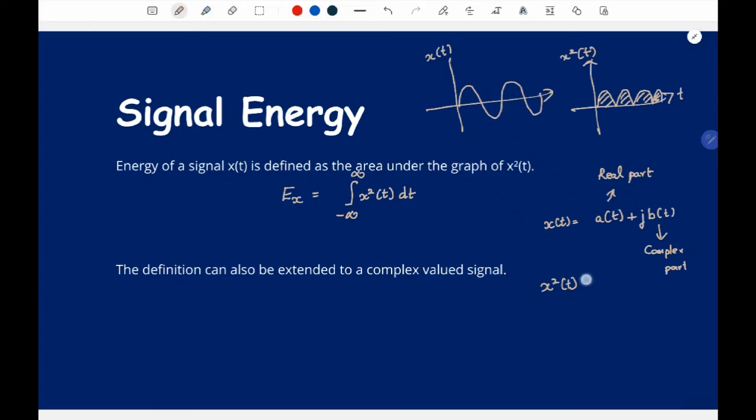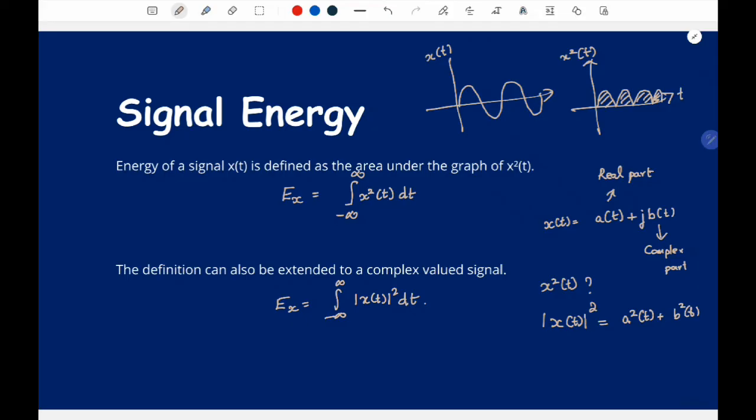So then how do you define x square of t? That's where we have the modulus for a complex number. So we can take the modulus square. Then it is nothing but a square of t plus b square of t. Both a and b are real. So now we are able to perform the integration: minus infinity to infinity, mod x of t whole square dt, right? So this is the definition of the signal energy.